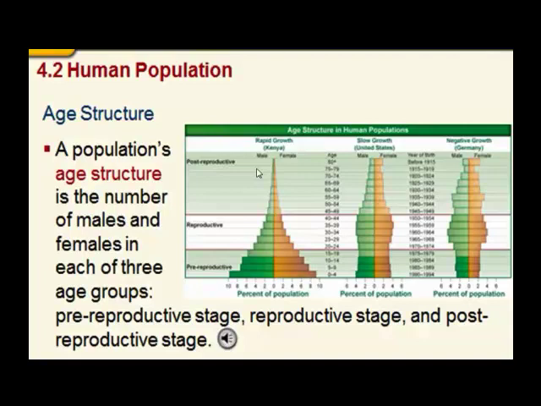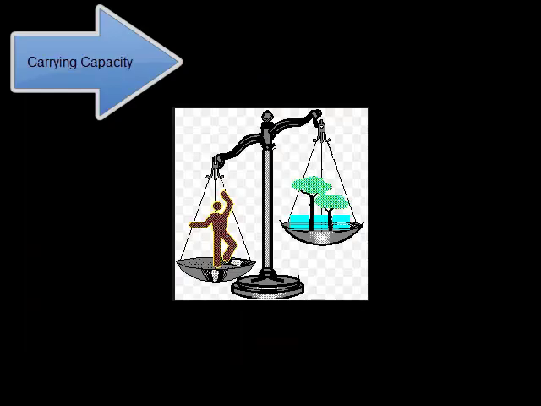In summary, a positive population growth has more people in the pre-reproductive and reproductive stages, and they have a broad base in that diagram, and less old people. A zero population growth would have an equal amount in all three stages. And a negative population growth has more old people and less young people. Like all populations, humans have a carrying capacity.